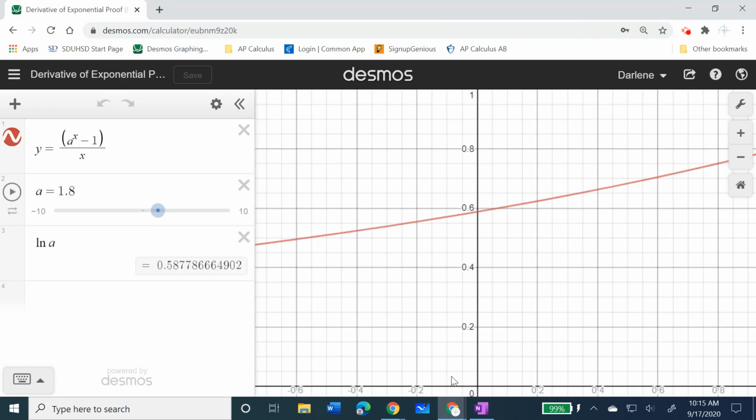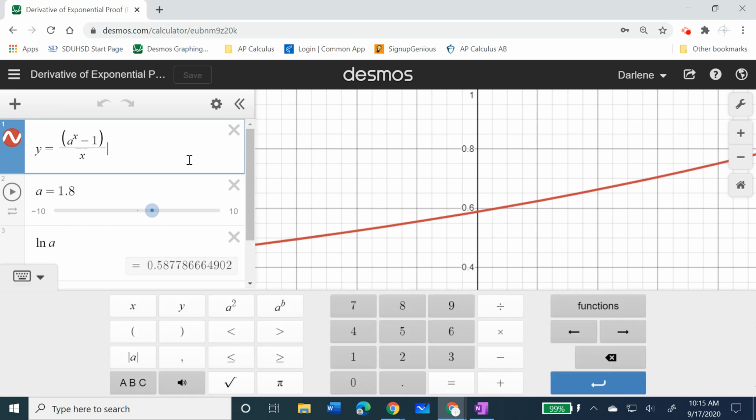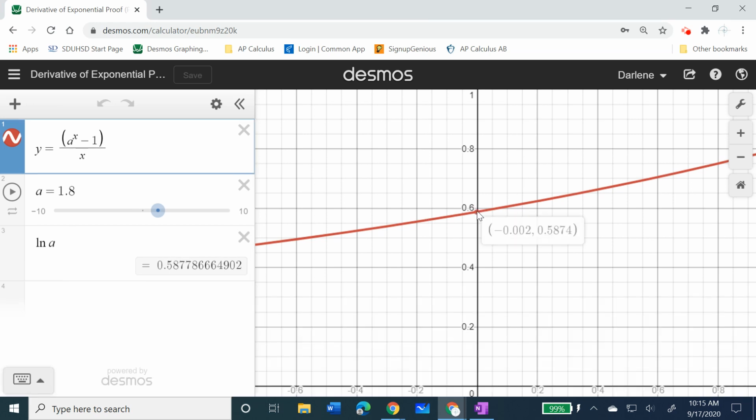here we go, right here. Now, I have a to the x minus 1 divided by x. And I want you to see if I can get it better. It's undefined if I can get it on 0. There we go, there. Undefined at 0. But if I'm really close by, the y value, 0.5885, is about what this is approaching. But you know what? This is a limit.